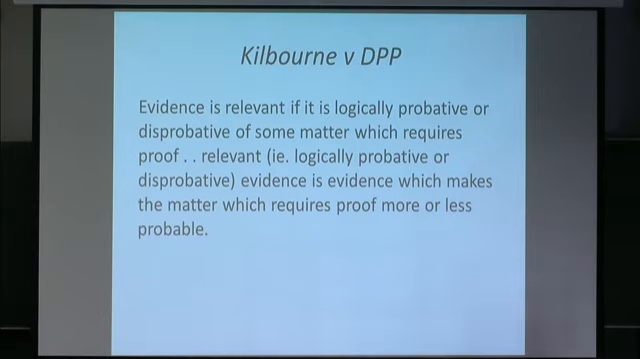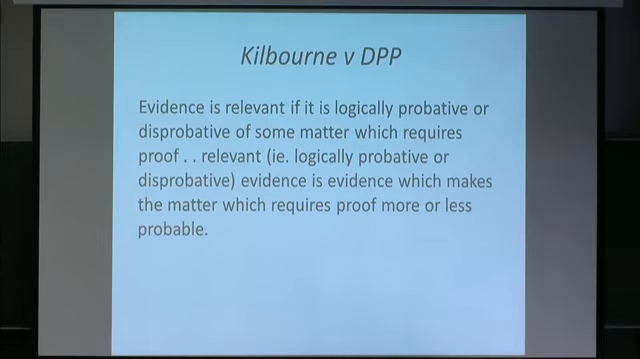Kilburn and DPP. Evidence is relevant if it is logically probative or disprobative of some matter which requires proof. Relevant, i.e. logically probative or disprobative evidence, is evidence which makes the matter which requires proof more or less probable. Now we can argue about whether you can make things more or less probable, but in other words, relevance and probative value are sort of conflated.